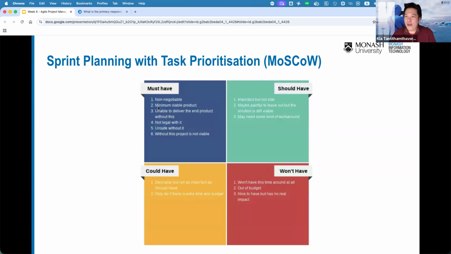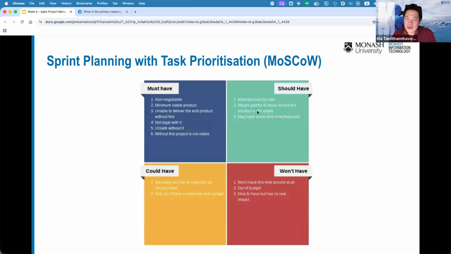Must have, to build a closed application, this is the must have. Otherwise, this could not be called an online shopping application at all, something like that. And it is unsafe without it as well. Okay, and without this the project is not viable at all. Yeah, that kind of feature. What is the must have feature?